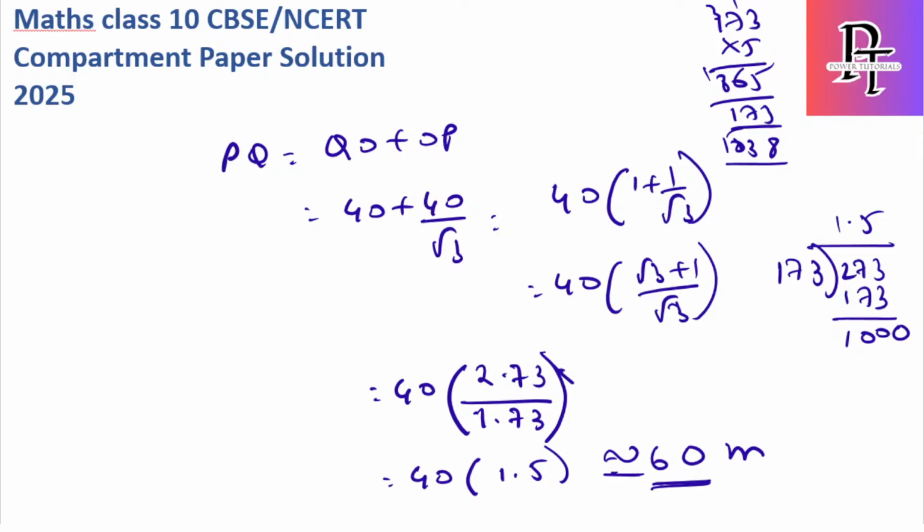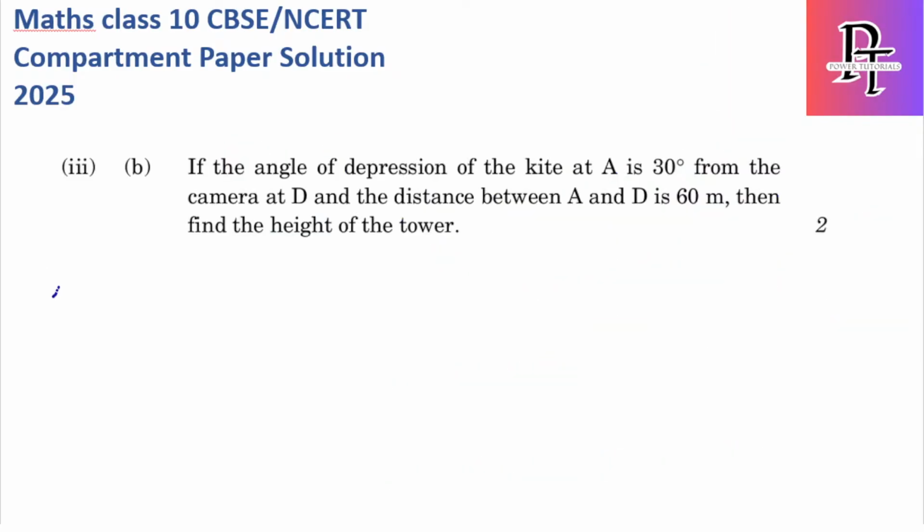Okay, next move to the next one, but till here if you write, that it will be more than sufficient. Okay, so B part: if the angle of depression of the kite A is 30 degrees from the camera D and the distance between A and D is 60, then find the height of tower.